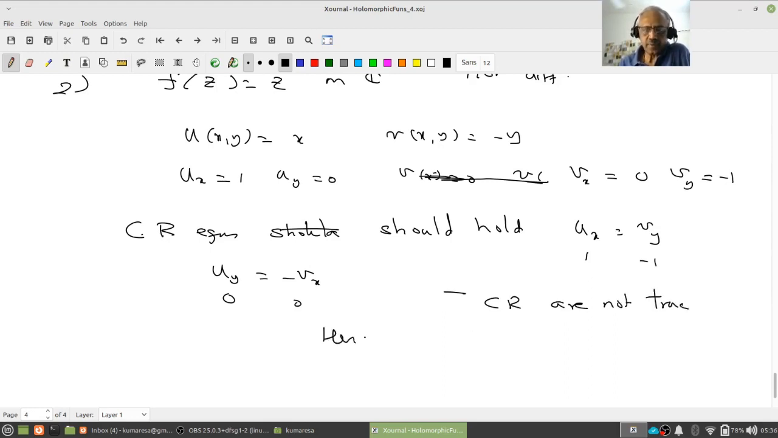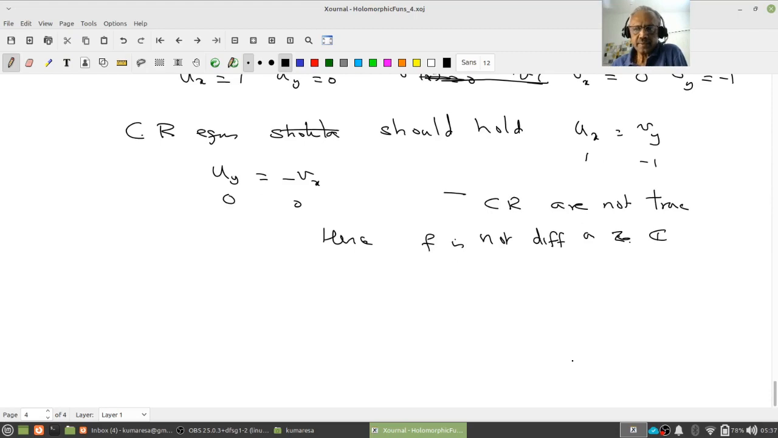Hence, f is not differentiable on C. Yeah. A very amusing example which I see in many of the textbooks is the following.